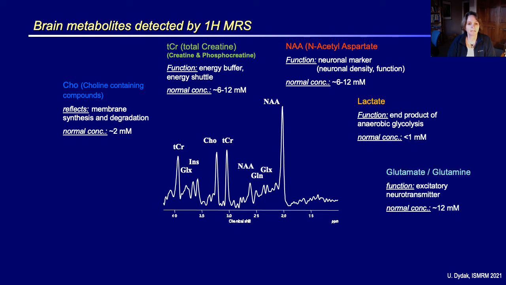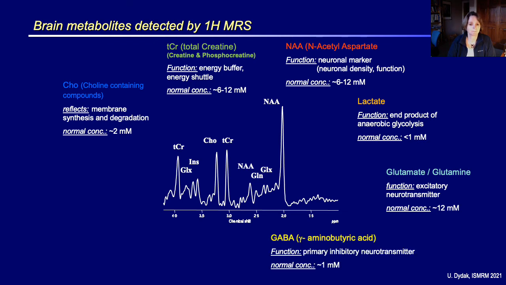Then glutamate and glutamine are so strongly overlapped that at 1.5 Tesla and 3 Tesla it is very hard to quantify them separately. Only at higher field strengths do they separate enough. Then we have the neurotransmitter GABA that is sitting underneath all of these and usually needs special editing techniques to get quantified. As well as the antioxidant glutathione, same situation.